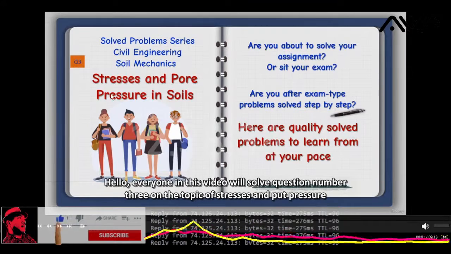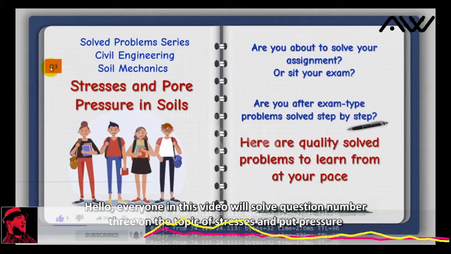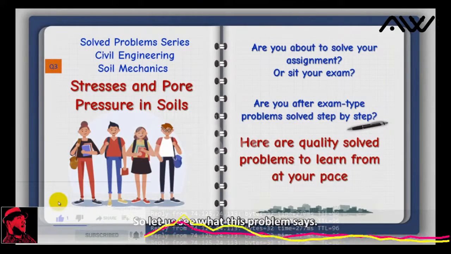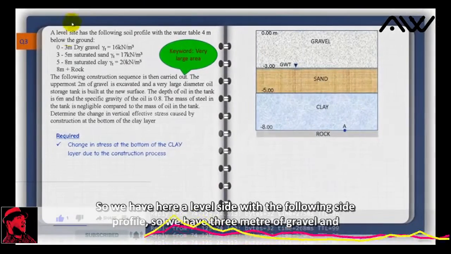Hello everyone, in this video we'll solve question number 3 on the topic of stresses and pore pressure in soils. So let us see what this problem says. We have a level site with the following soil profile.